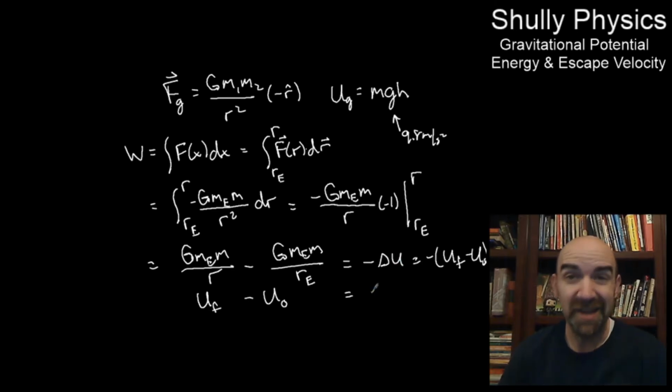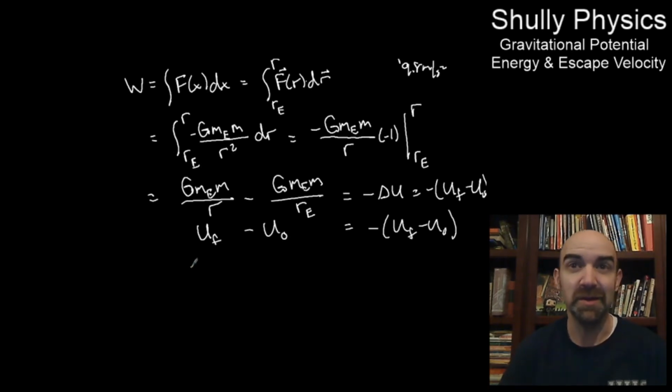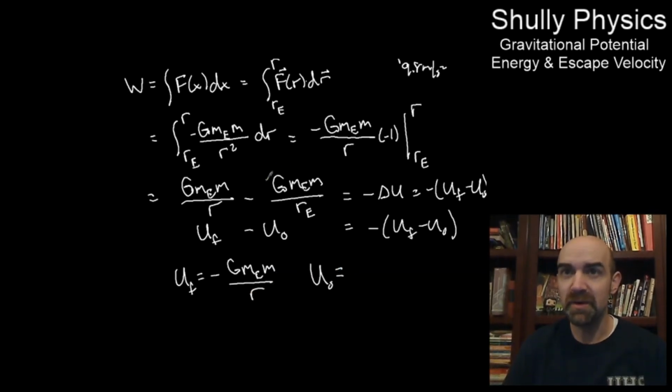So therefore, the implication is that if we're to get this UF minus UO to equal a negative UF minus UO, what that means is these values here have to match up to a potential energy. These values have to be the negative of what the UF is. The U final would have to be a negative G mass of Earth m over r. And the U initial, again up here, would have to match up with being a potential energy source, would have to be a negative G MEM over the radius of the Earth.